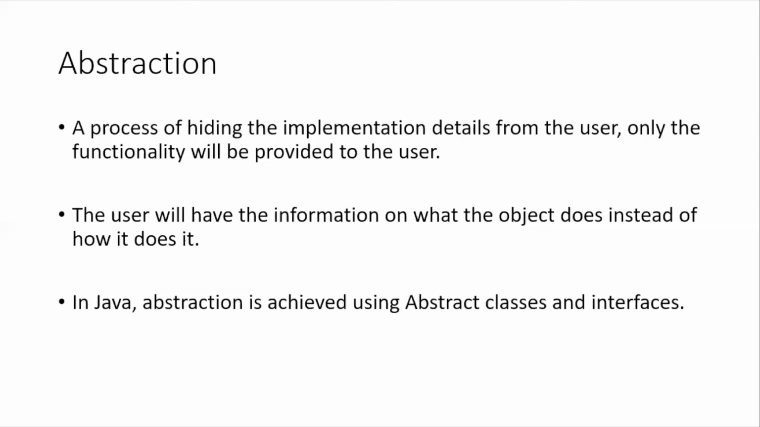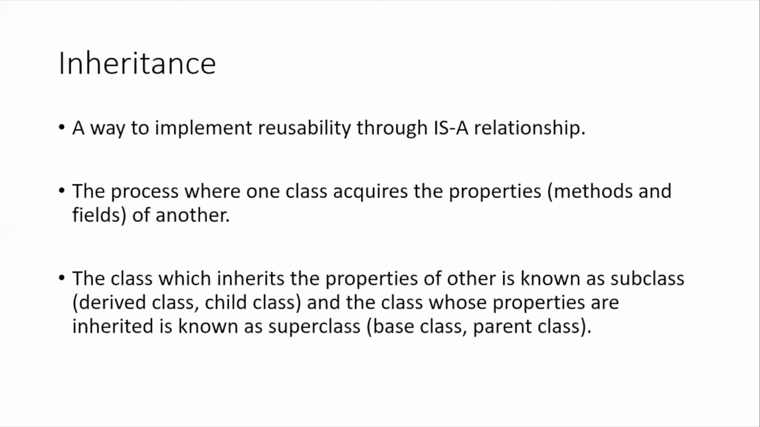Now, how is abstraction achieved in Java? That is achieved using abstract classes and interfaces. So obviously, we are going to discuss this in detail when we are discussing these concepts in Java. Next is inheritance. Now this is a very important feature which allows reusability to be implemented in our application.